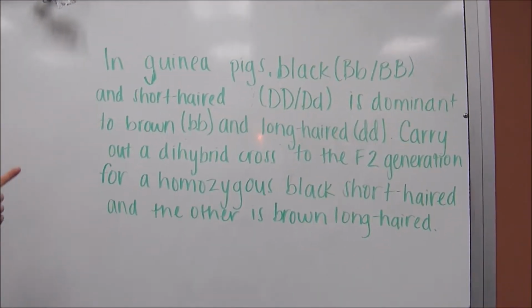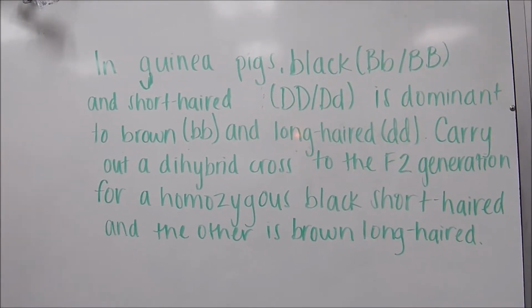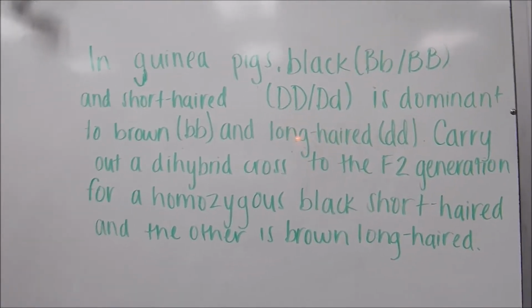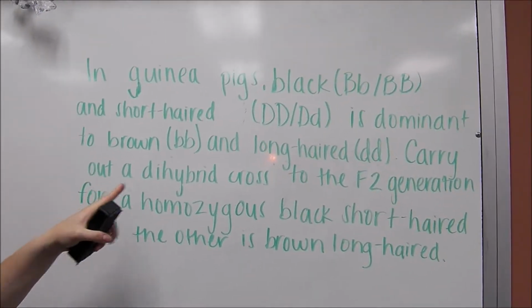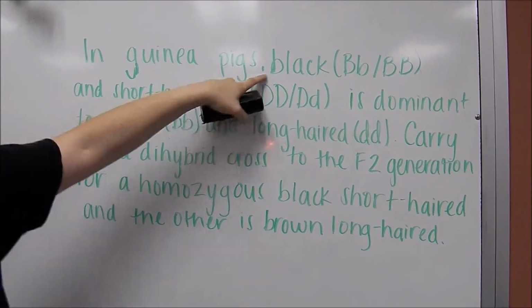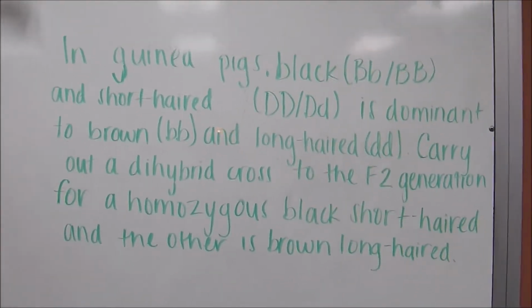In guinea pigs, black and short-haired is dominant to brown and long-haired. Carry out a dihybrid cross to the F2 generation for a homozygous black short-haired and the other is brown long-haired. So dihybrid crosses are crosses between 2 different traits. Notice black, the color, black and brown, and then the hair type. So for these, you have to FOIL.